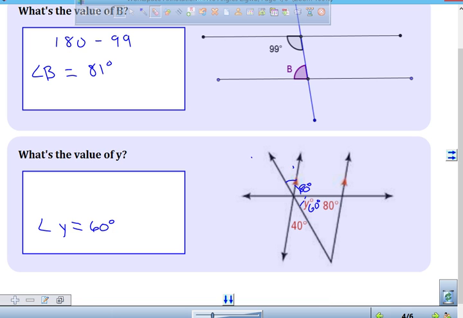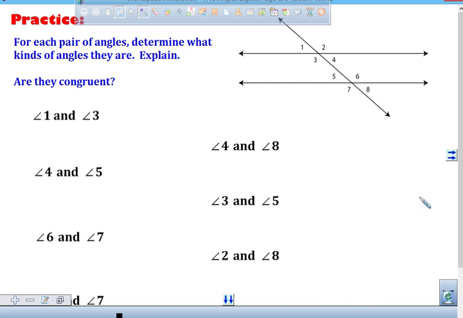How about, I'm going to erase these for right now. This angle, see that angle I put in? 80 degrees. And this angle together are called what? If I put Y and 40 together, so it's one angle, that angle and this angle are called same side interior. And same side interior angles have to equal 180. So this is 80, this is 40. What's left? 60. Okay, very good. So it's 60 degrees. Okay?